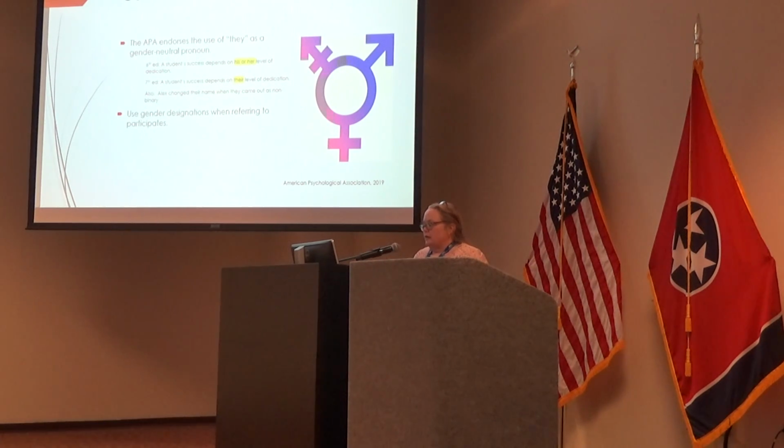In addition, the APA Style Guide says that writers should explicitly designate the gender identity of participants in samples instead of assuming that participants are cisgender unless otherwise stated. As you can see, this example says participants in this study included cisgender and transgender, lesbian, gay, and bisexual students. So do not assume that your participants are cisgender.